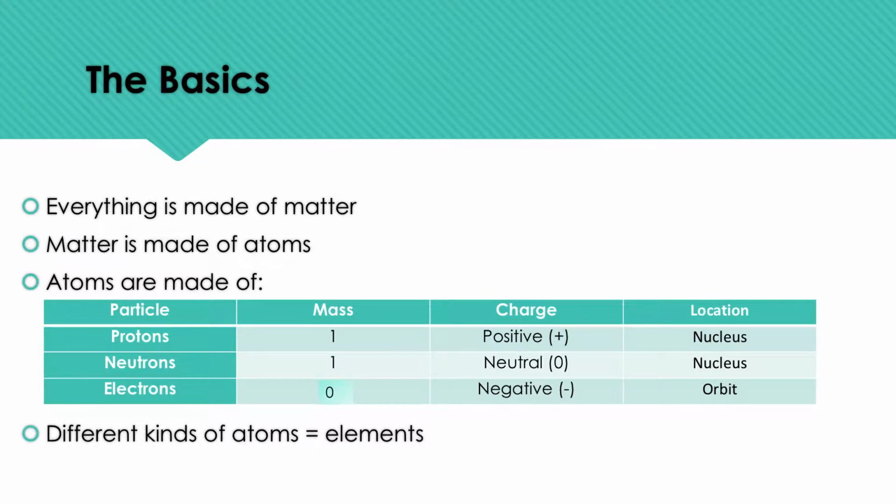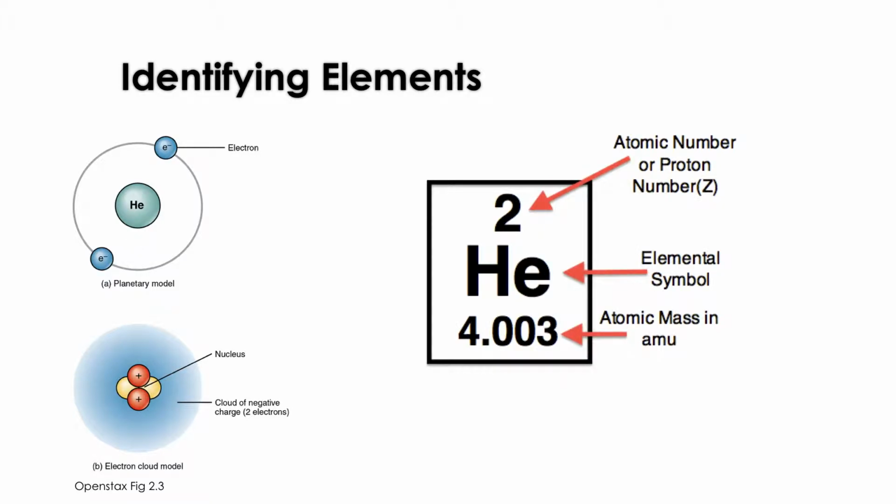So different kinds of atoms are really just different elements. So let's take a look at a specific example here. Here we have the element helium. Helium has an atomic number of 2. The atomic number will tell you the number of protons that an element has. The atomic mass, in this case for helium, is 4.